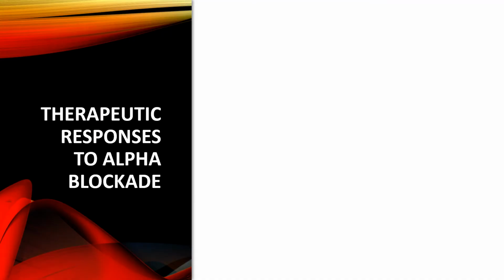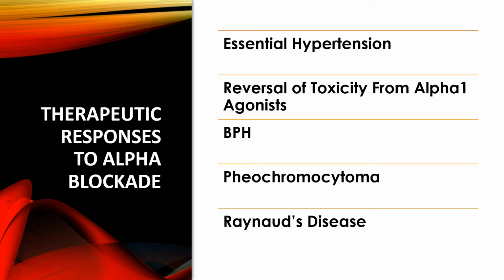Now, the therapeutic responses to alpha blockade are the following. First is essential hypertension. Blocking the alpha-1 receptor with alpha or adrenergic blocking agents can decrease the blood pressure in patients with essential hypertension. Also, for the reversal of toxicity from alpha-1 agonists, especially with epinephrine. If there is toxicity in giving epinephrine, we give alpha-1 blocker.